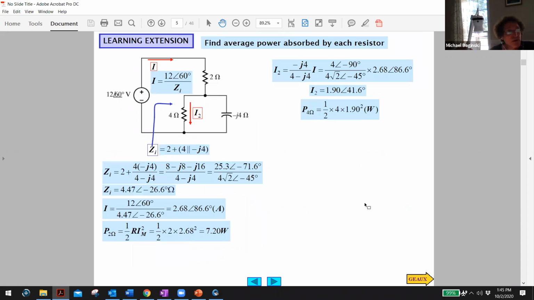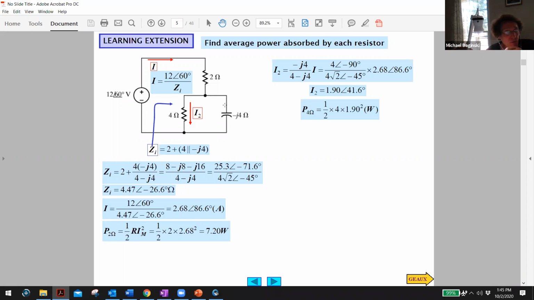Another example. What's the thing that you're seeing? Circuits are getting a bit more complicated, right? But the essence is, no matter what, if you have an element with a voltage and a current that you know, you can always get the power dissipated by taking 1/2 V_m I_m times the cosine of the difference in angles, theta V minus theta I. I'm telling you that.